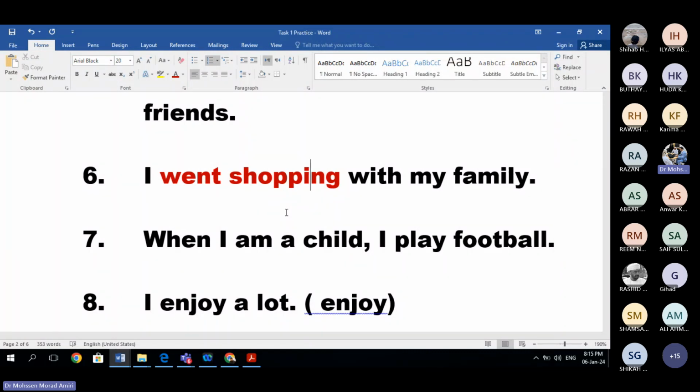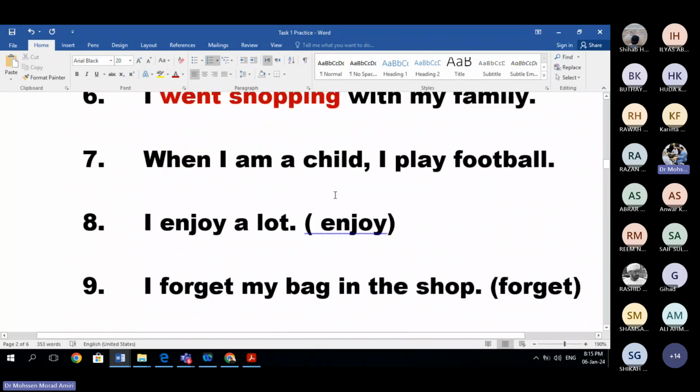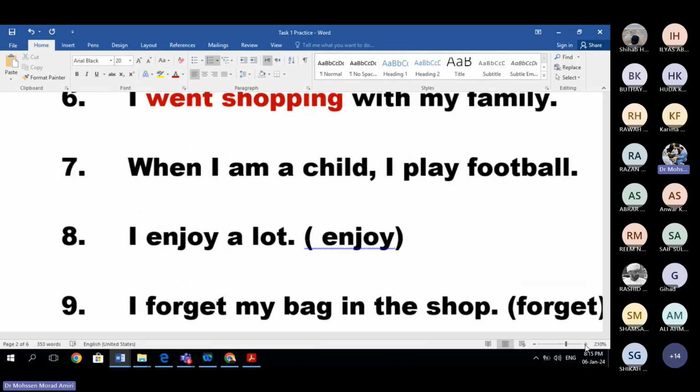Okay? I went shopping. But if the question is related to the future, we say I will go shopping or I am going to go shopping. So be careful about that. And the last one, Hanin, would you say it? The last one, number 7.